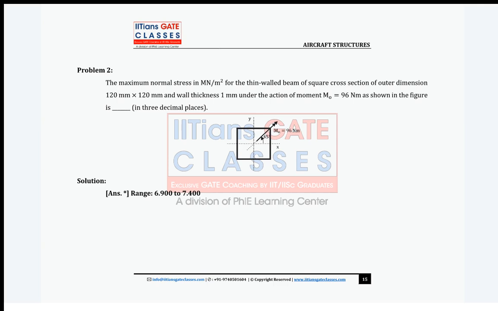What is given? The maximum normal stress is asked for the thin-walled beam of square section of outer dimensions 120 by 120 and wall thickness 1 mm under the action of moment M naught equal to 96 Newton meter as shown in the figure.